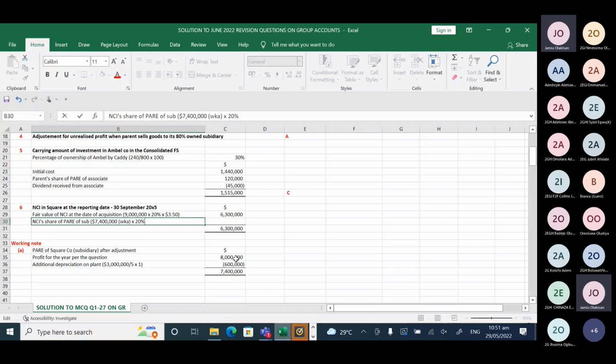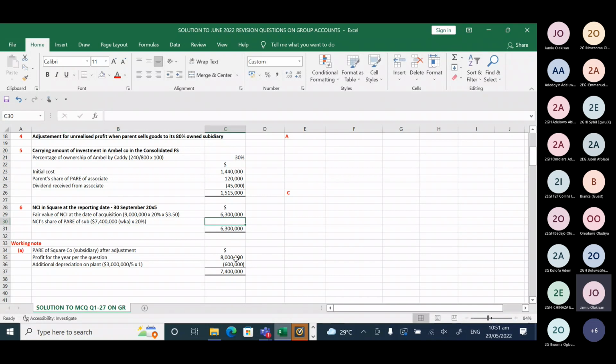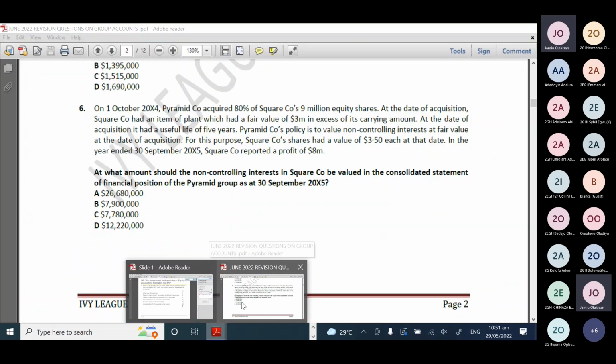20% is the NCI percentage. So I will say this figure times 20%. Oh, is NCI percentage not 20%? Is it 20%? Yes, please. I hope I'm not calling something from my head. Okay, the correct answer is what?